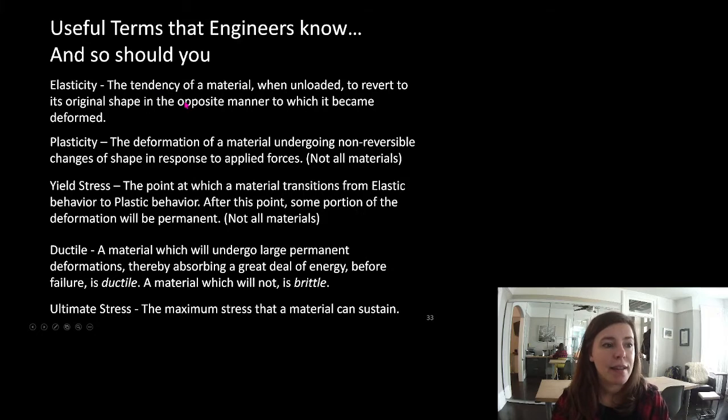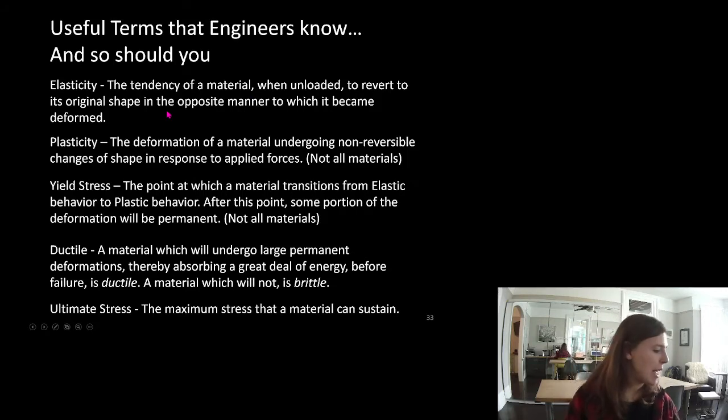So elastic, the tendency of a material when unloaded to revert to its original shape in the opposite manner to which it became deformed. For those of you that have one, grab a paper clip.